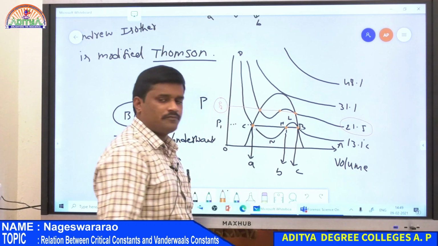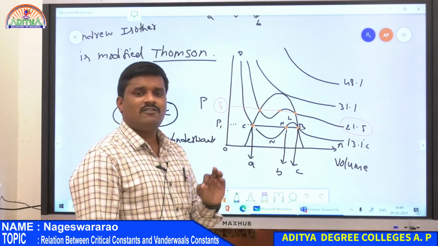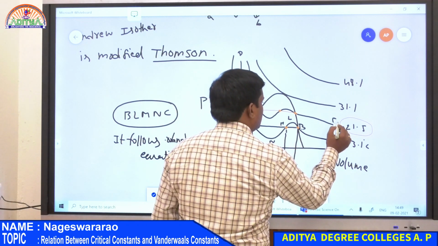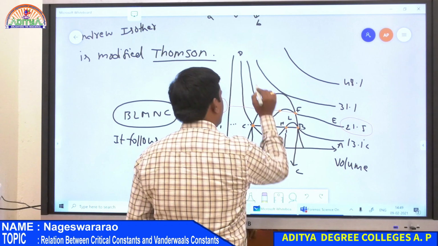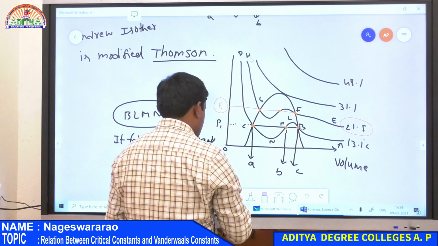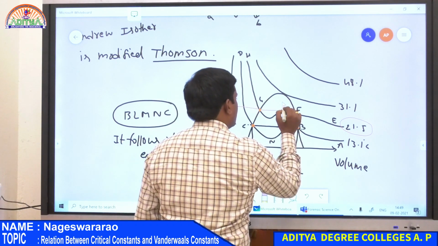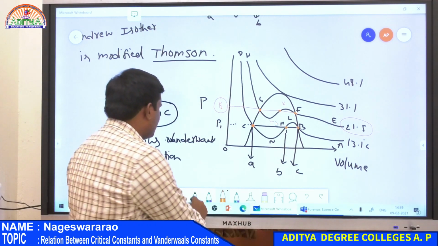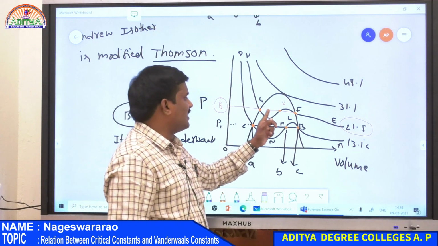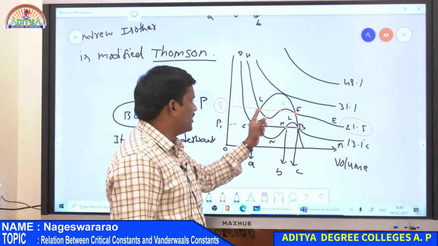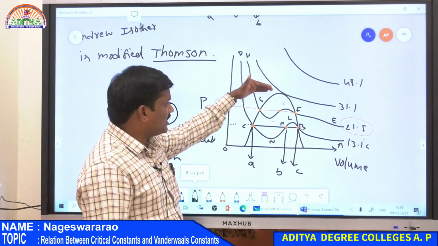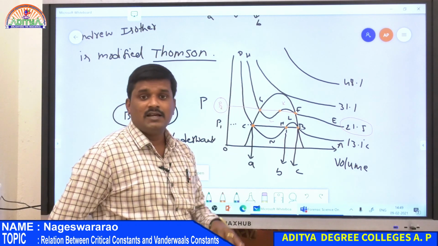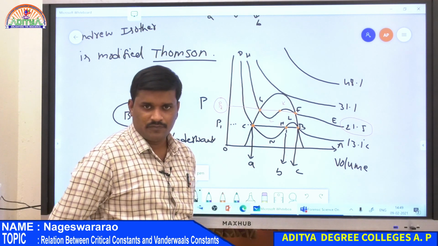So look at the curve now. At P2 we have three volumes, again naming them, suppose this is E, F, G and H, and also here this is K, L, M. Therefore at this pressure again you have three values of volume. So 1, 2, 3. Therefore below 31.1, that is below critical temperature, each gas has three values of volume.